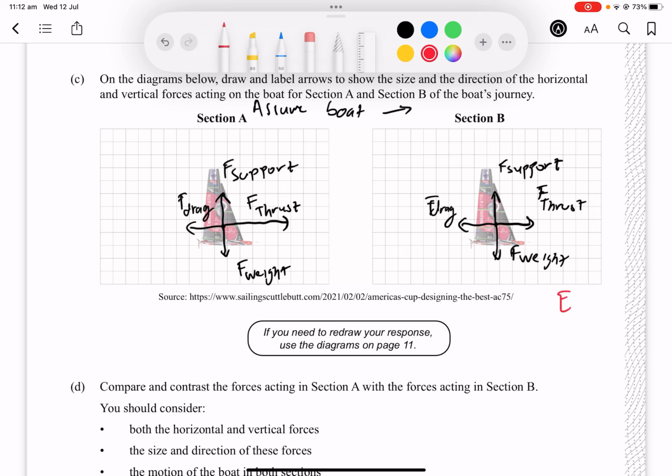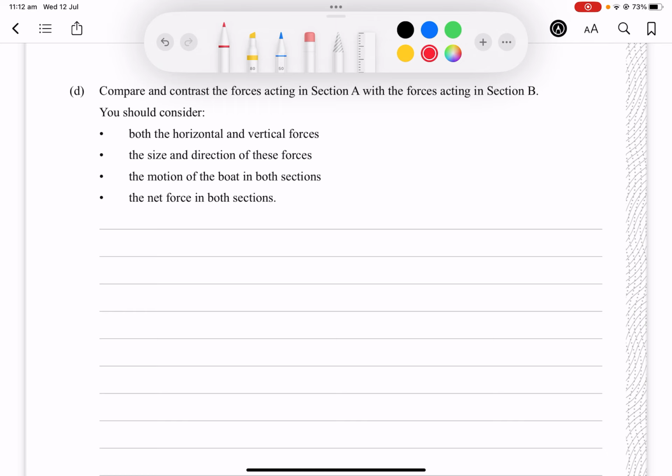Okay, so for question D, we're going to compare and contrast the forces acting in section A with the forces acting in section B. We should consider both the horizontal and vertical forces, the size and the direction of these forces, and the motion of the boat in both sections, and the net force in both sections.